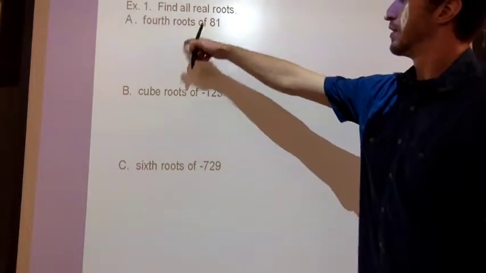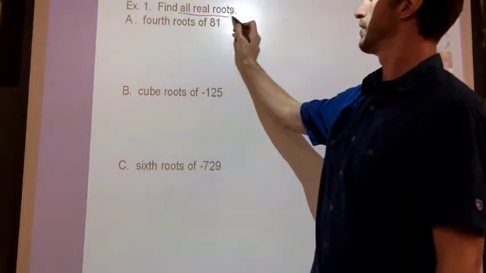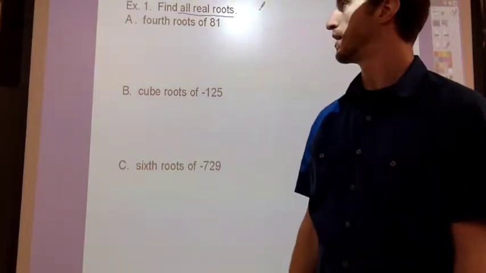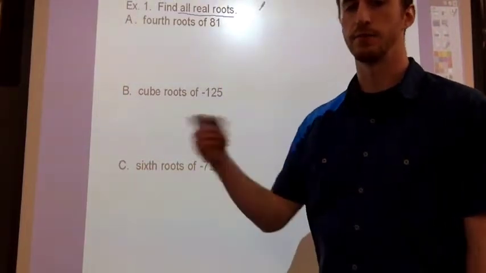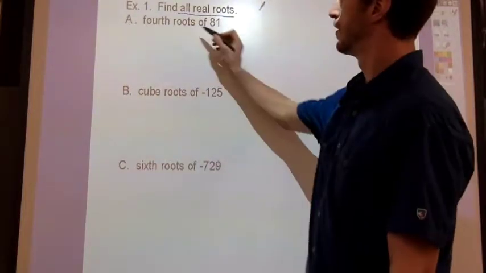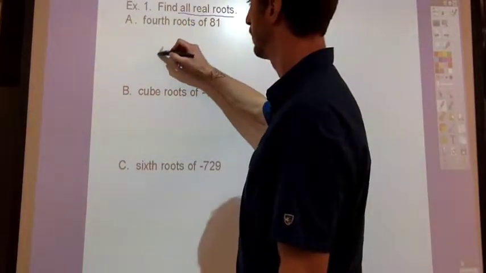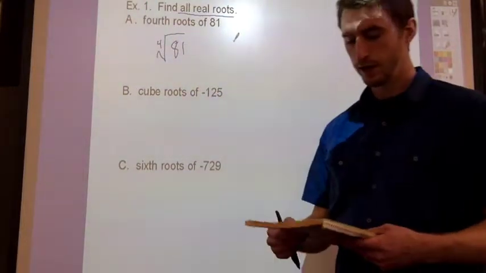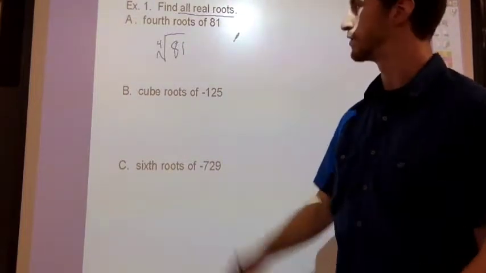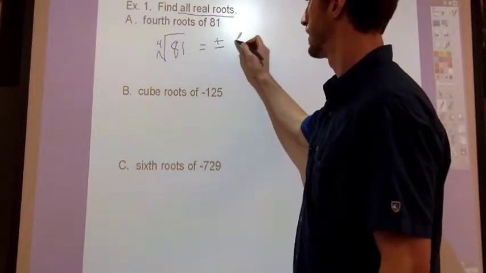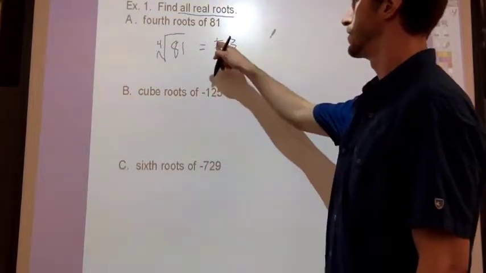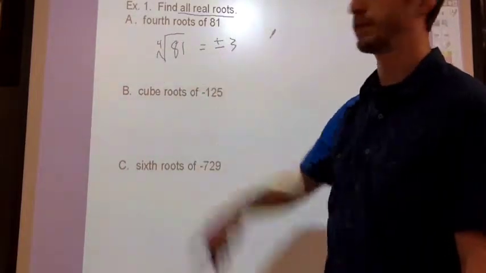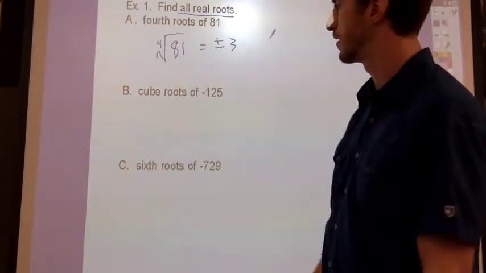All right. So this wants us to find all the real roots. If it's going to be an even index and a positive radicand, then we have to do plus or minus. So it wants to find out the fourth root of 81. And in that case, it's going to be plus or minus 3, right? If we took positive 3 and multiplied it by itself 4 times, we get 81. If we took negative 3 and multiplied it by itself 4 times, we would get 81.